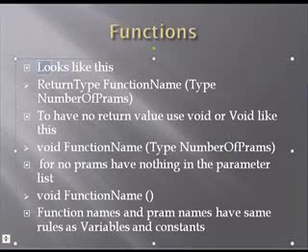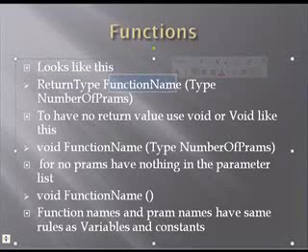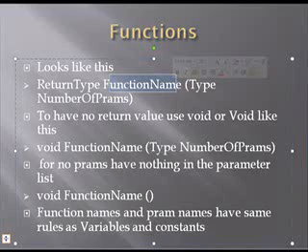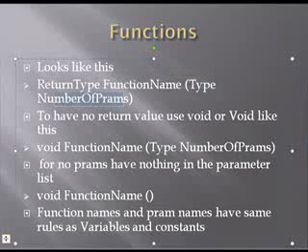A function usually looks like this. You have some return type, either void, int, string, or some custom class, then a function name. Function names and parameter names have the same naming rules as variables and constants from the last chapter. And parameters have some type and then a name. You can have more than one. They're comma separated, and for each parameter, you must specify the type.